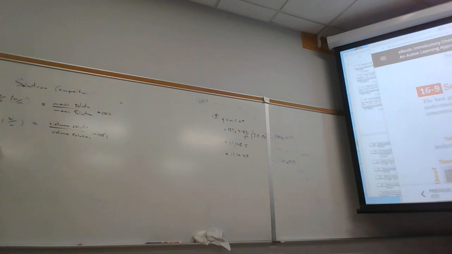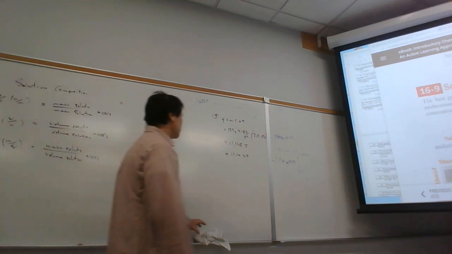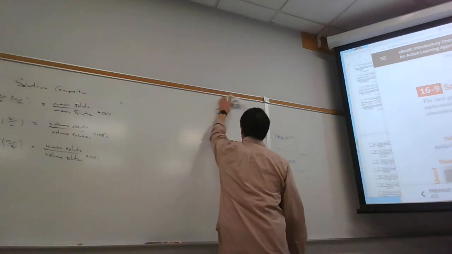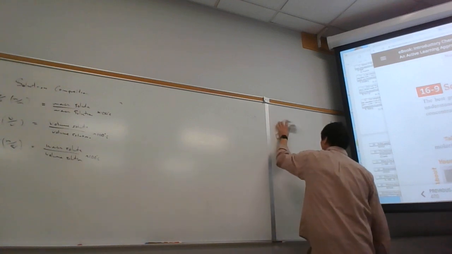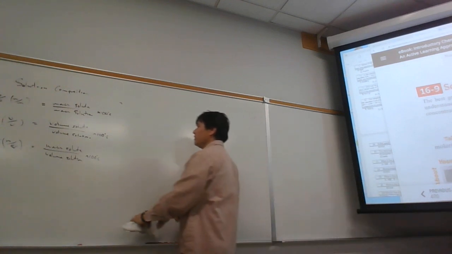We have percent M over V. Percent M over V is the mass of solute divided by the volume of solution times 100%. So this is the first type of composition we look at. So we'll look at some calculations.